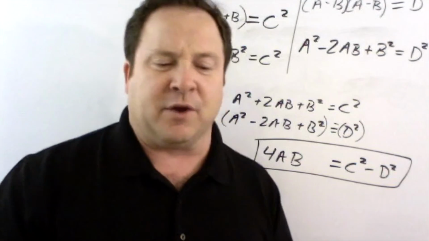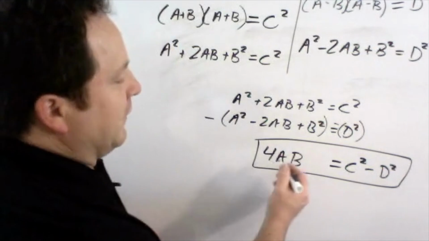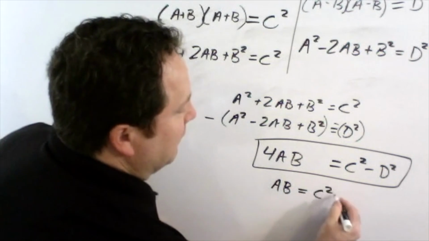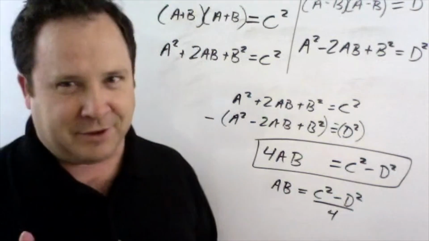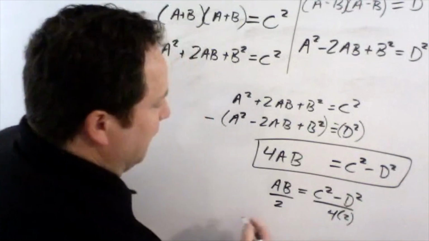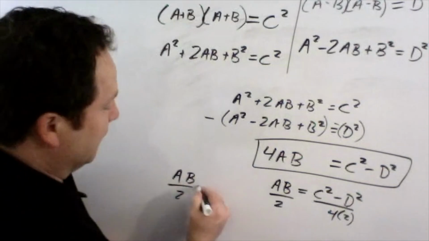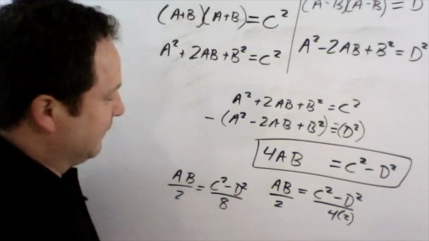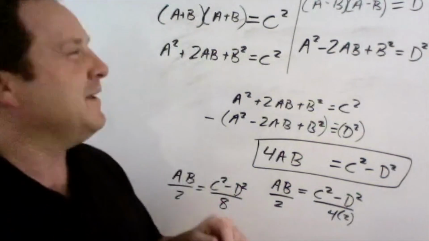But the question itself was ab divided by 2, so now I have a few more steps. So let's divide each side by 4. So I get ab equals c squared minus d squared over 4. Getting close. And now let's divide each side by 2. So I finally get to ab divided by 2, what they asked for, equals c squared minus d squared over 8.